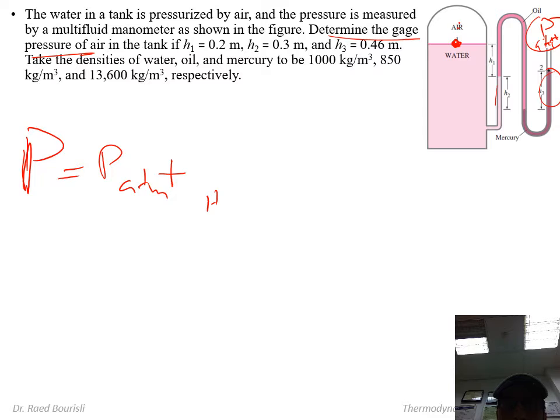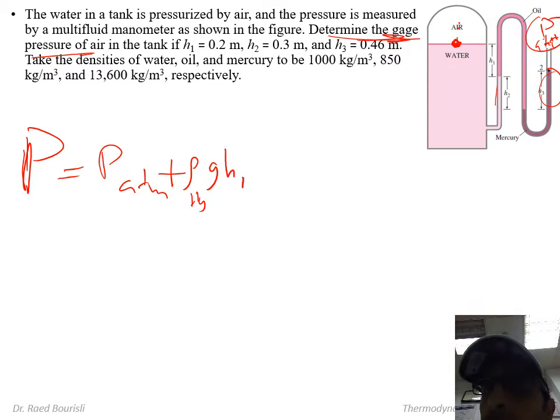And then you will notice an atmospheric pressure is not given, so you want the gauge pressure. So atmospheric pressure and then rho Hg g h1 and then h3, sorry. And then the pressure at this point is the same as, well, it increases and then it decreases once you go up, and then it reaches this pressure. So the pressure here is the same as the pressure here.